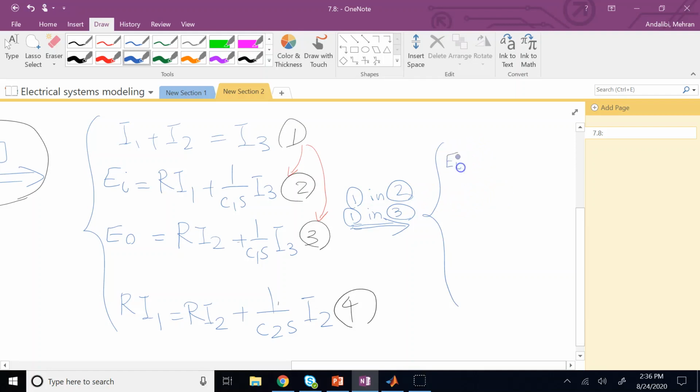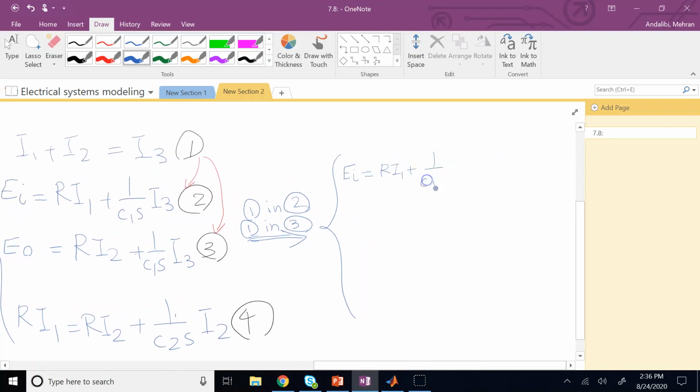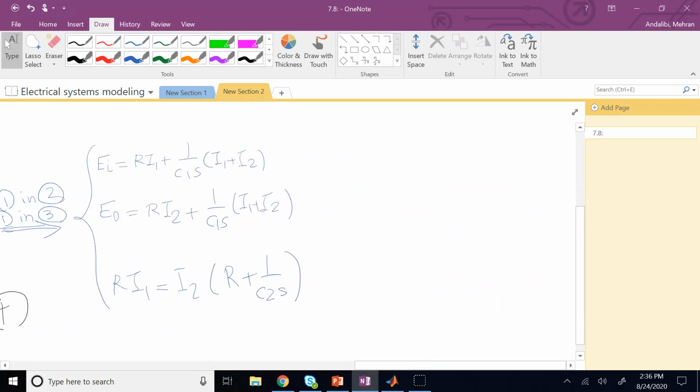So it is going to be EI is RI1 plus 1 over C1S times I1 plus I2. Then EO is RI2 plus 1 over C1S I1 plus I2. And then simply RI2 is equal, and here I factor out I2, it's going to be R2 times R plus 1 over C2S. Okay.